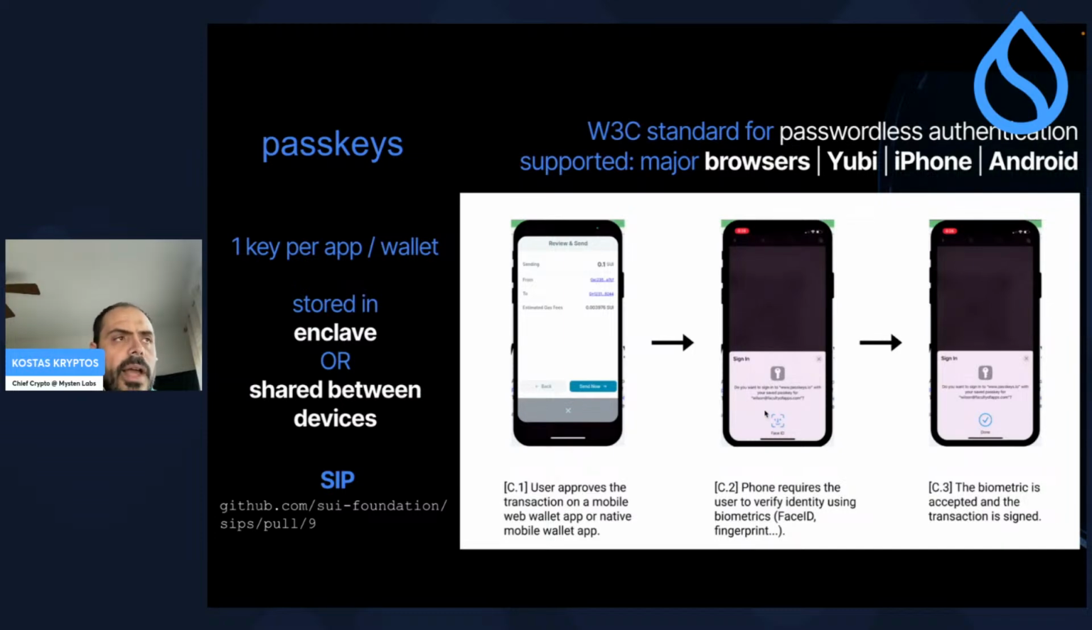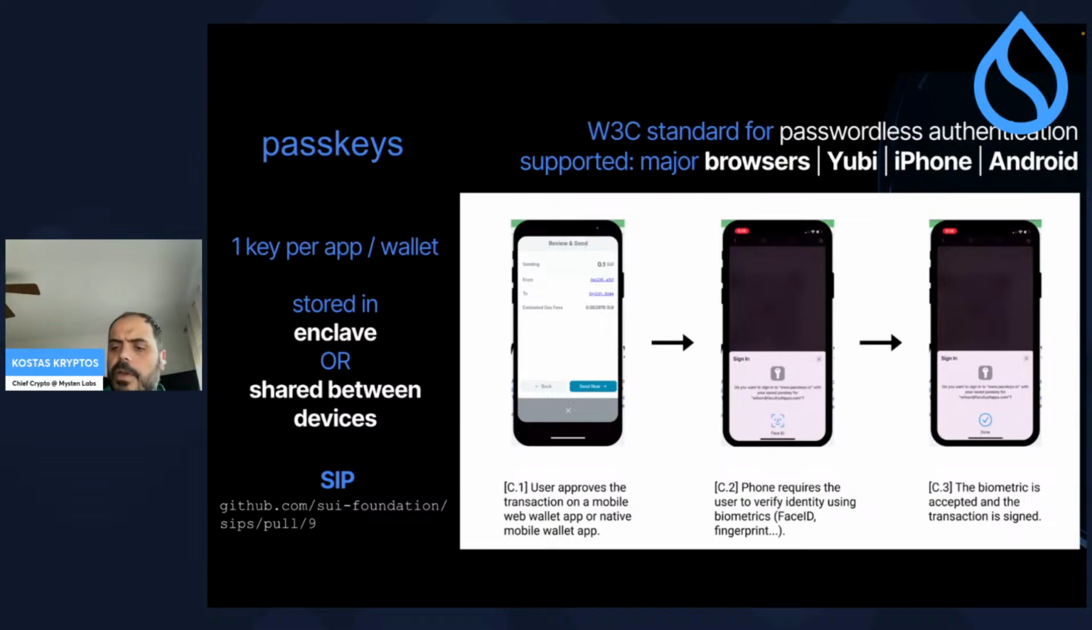And there are two modes, actually. You can even store it inside the enclave, or you can share it between your devices. The first one is like linking your account to your device. If you lose it, obviously you lose access to the account. You would need a multi-sig here. The second one is it's not stored in an enclave, or in any case, it's shared between your devices, which means that in practice, you can buy a new iPhone and now you can retire your old one and you still have access to your account.